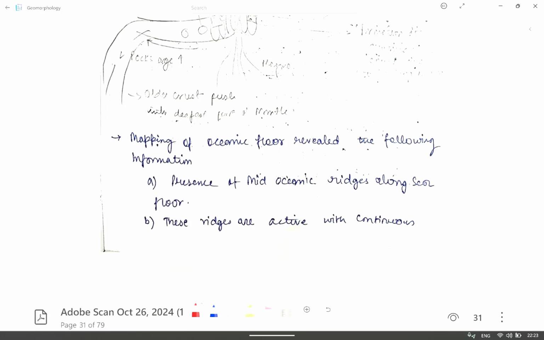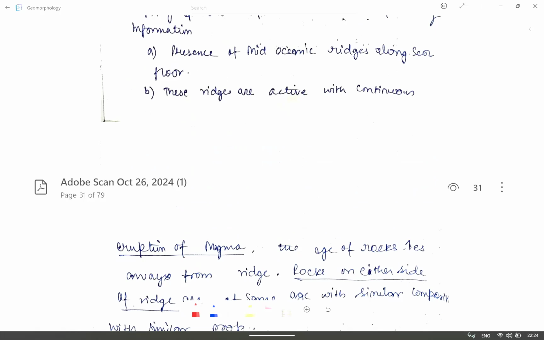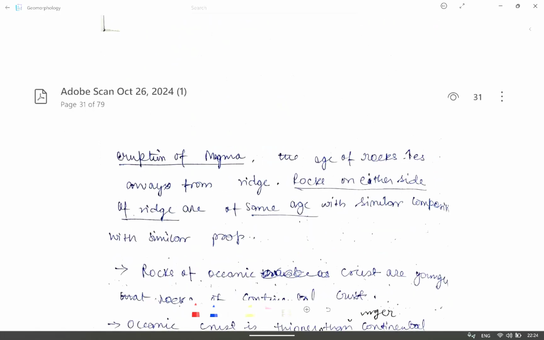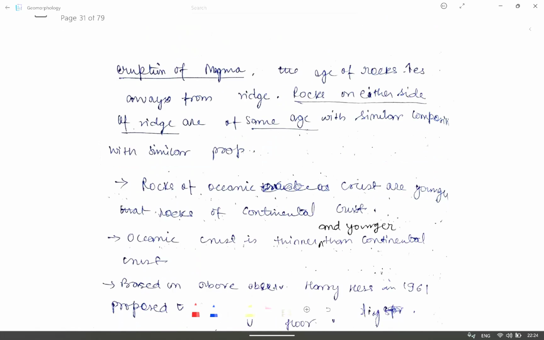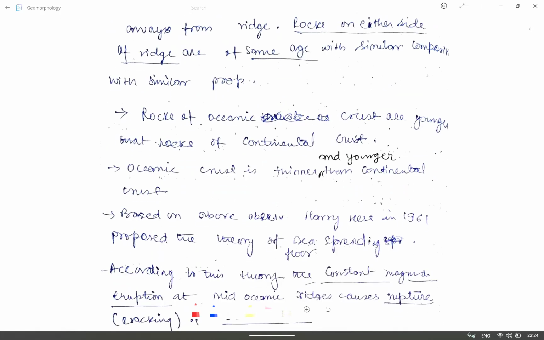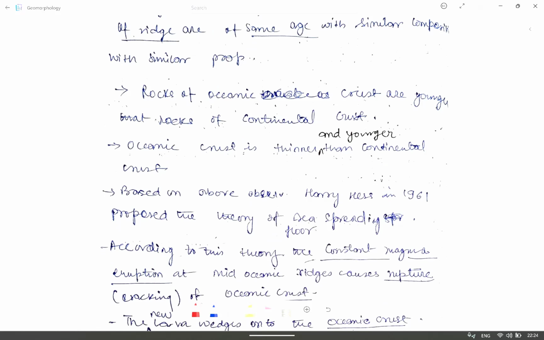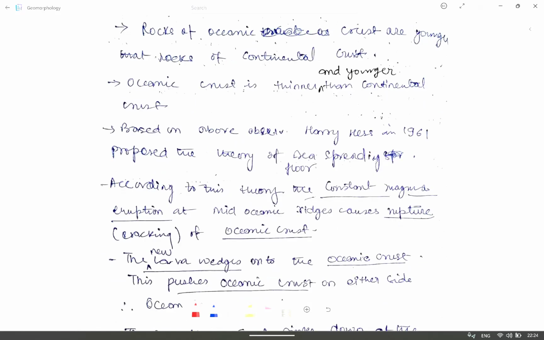So the mapping of the oceanic floor revealed the following information. First, the presence of mid-oceanic ridges along the sea floor, and these ridges are active with continuous eruption of magma. It is basaltic magma which comes out continuously. The age of rocks increases away from the ridge. The rocks on either side of the ridges have similar properties, the same age and similar composition. The rocks of oceanic crust are younger than the rocks of the continental crust because they are newly formed, then they get dismantled. Next, oceanic crust is thinner and younger than the continental crust.